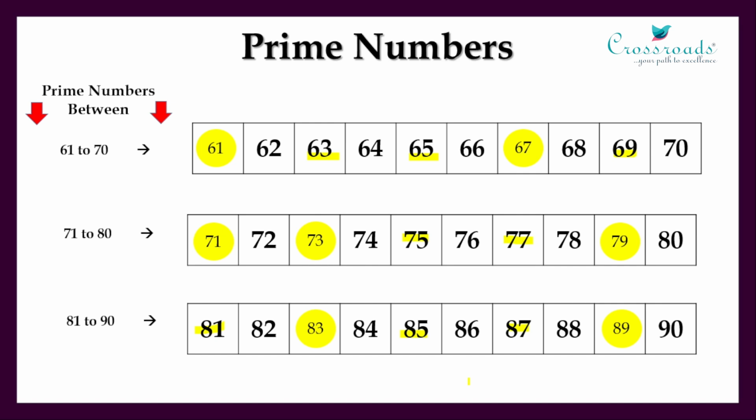87 is again a multiple of 3. 3 29s are 87. It's a composite number. 85 is again a multiple of 5. 5 into 17 becomes 85. So it's again a composite number. Moving further.